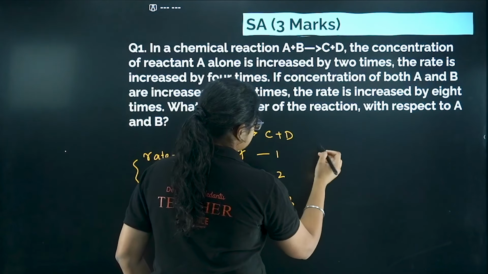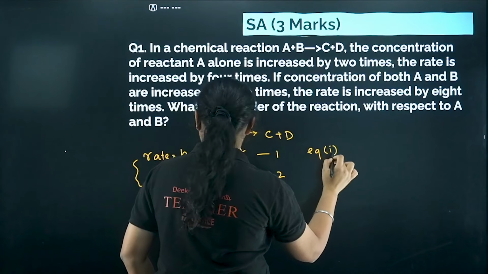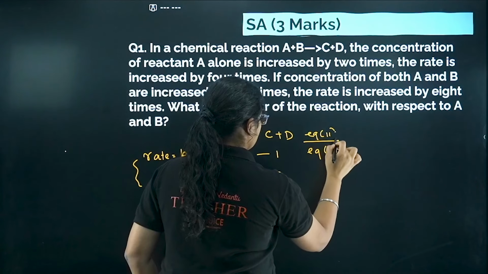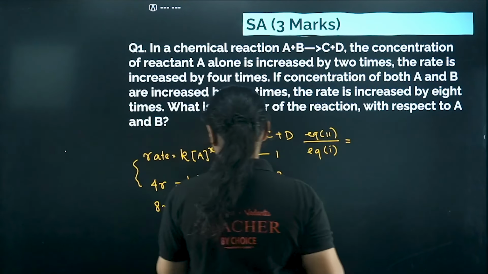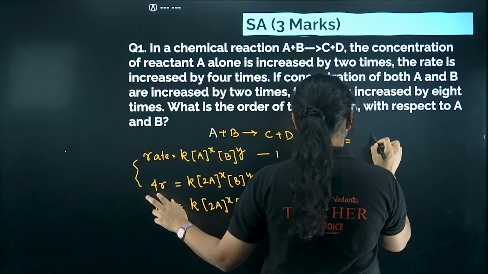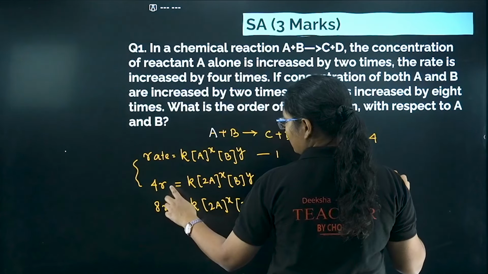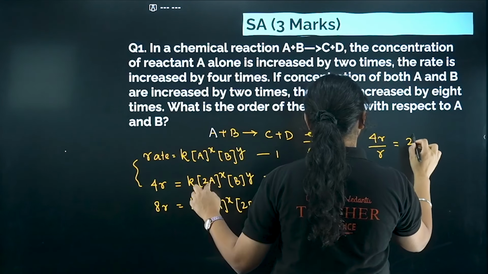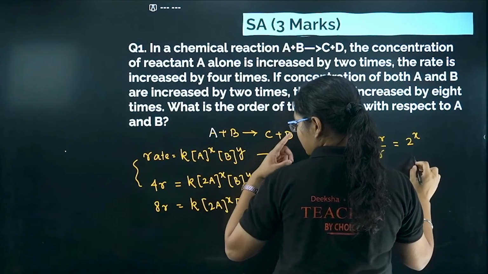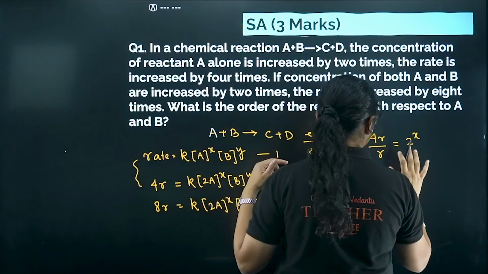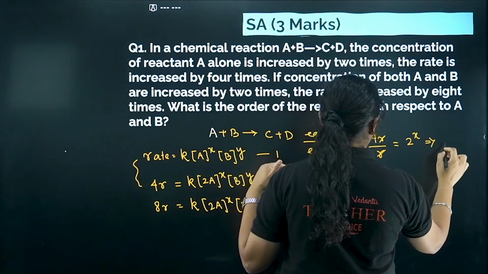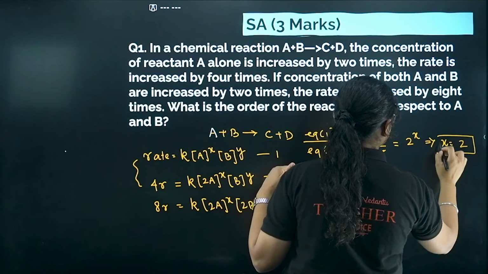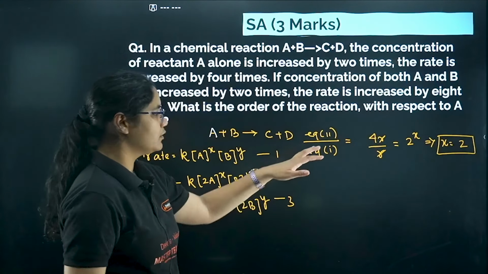Let me call these equation 1, equation 2 and equation 3. Now let's divide equation 2 by 1. So what I will get here, you see everything will get cancelled. You will have 4R by R is equal to 2^x, so x will be equal to 2.